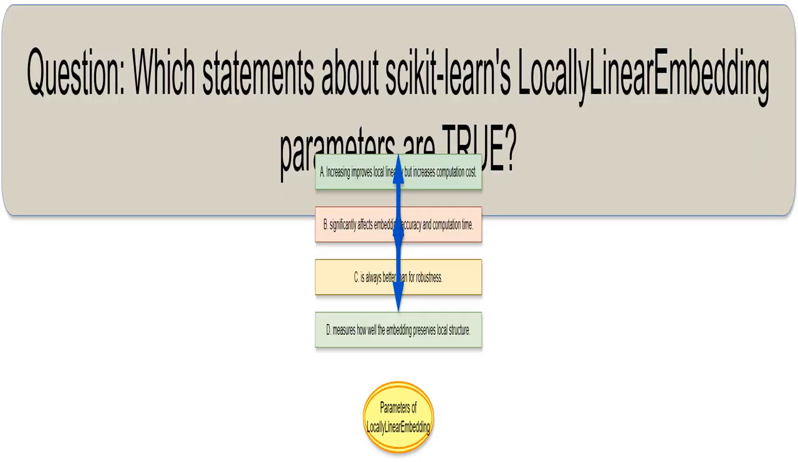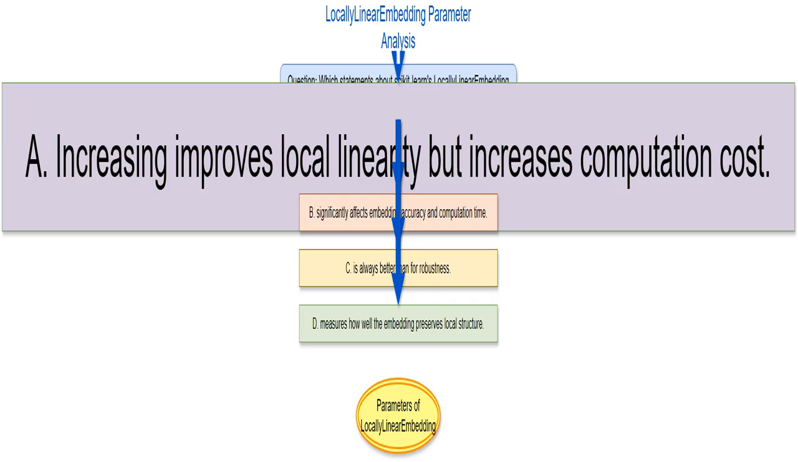This is the core question. We need to evaluate the truth of 4 statements about how the parameters of the LocallyLinearEmbedding LLE algorithm behave. Let's look at statement A. Increasing the number of neighbors considered by the algorithm generally improves the quality of the local linear approximation.